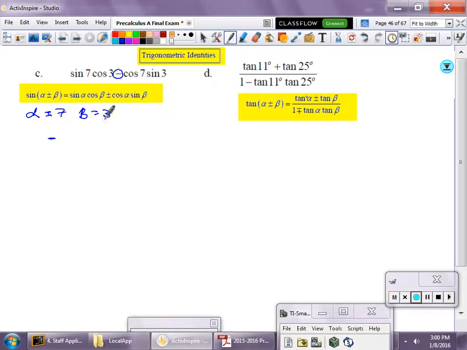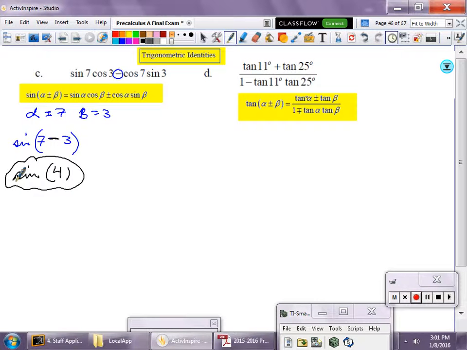Okay, and then all I'm going to do is rewrite the formula, which is sine, and then subtract these numbers in the order that they're written, 7 minus 3, and 7 minus 3 is 4, and that is our solution, sine of 4. Okay, on to D.